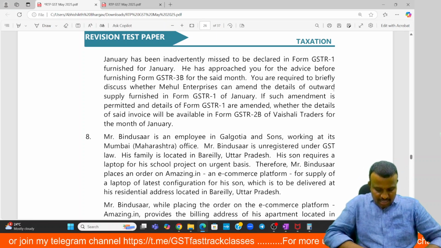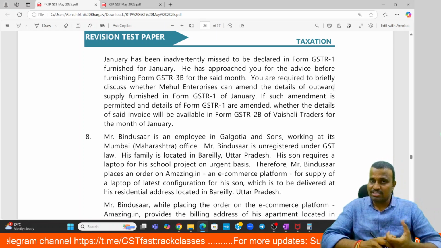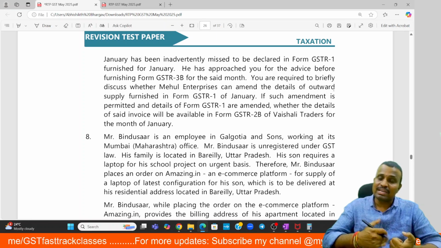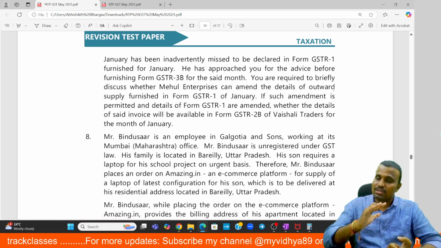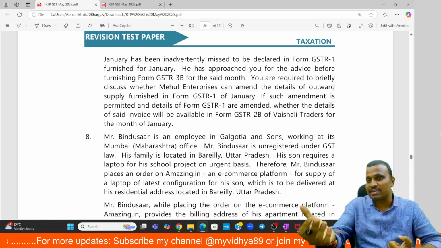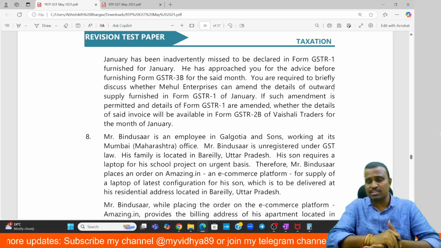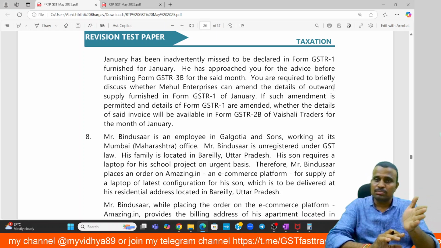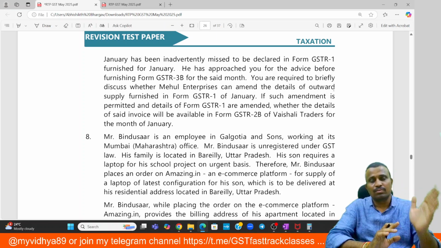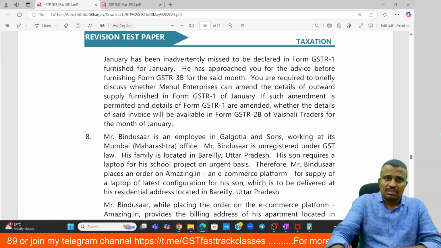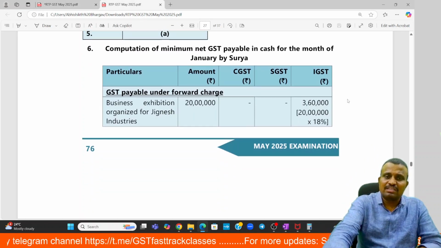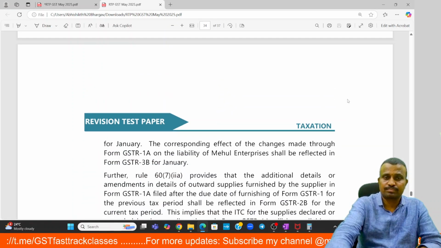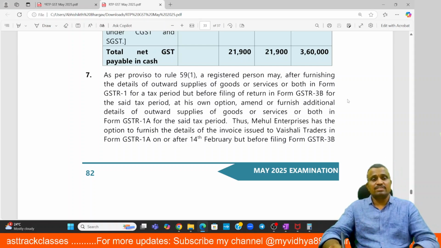And remember, if you missed any invoice while filing the GSTR1, it can be considered in the amendments of the next period only. That is the previous provision. But recently we have one amendment relating to GSTR 1B. So that is clearly stated, and in the amendments also we discussed.